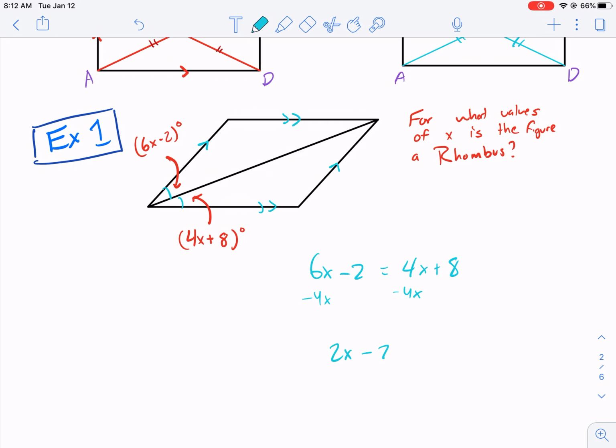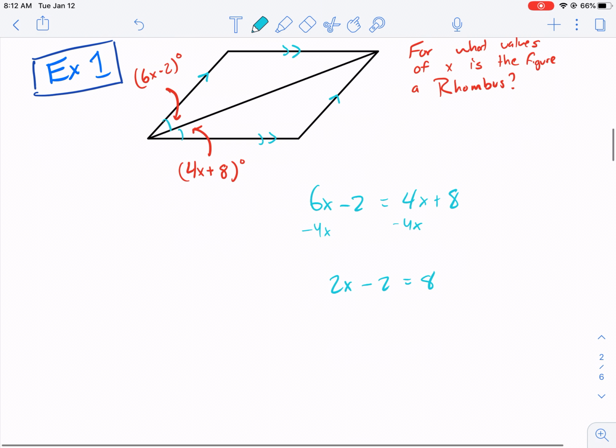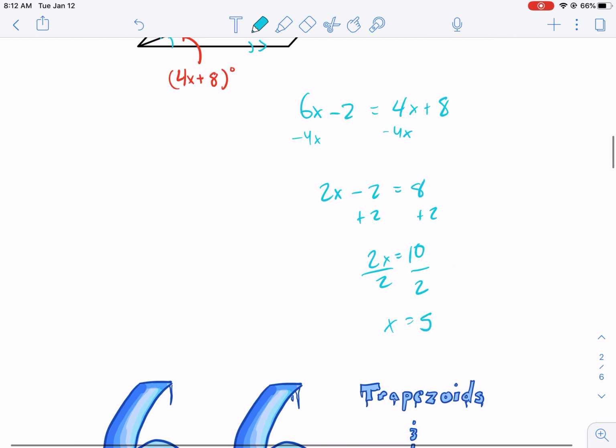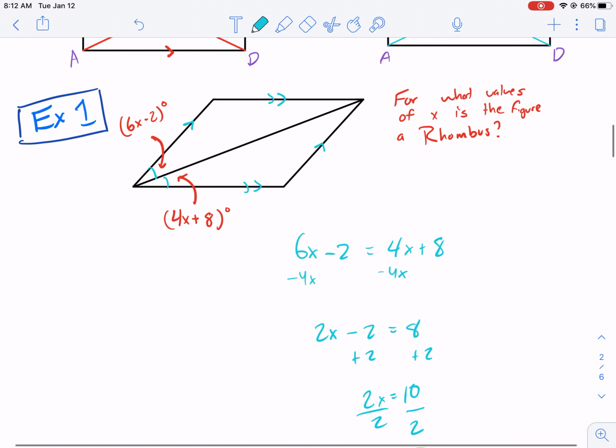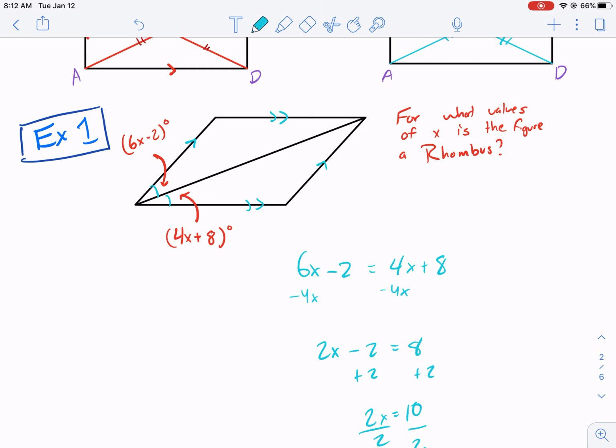In my opinion, this whole chapter is just kind of fishing for some extra algebra practice. But I get it, it's a math book. It wants us to understand this. So hopefully you're able to follow along my process there. I got x equals 5, and that's it. That's all it's asking for.